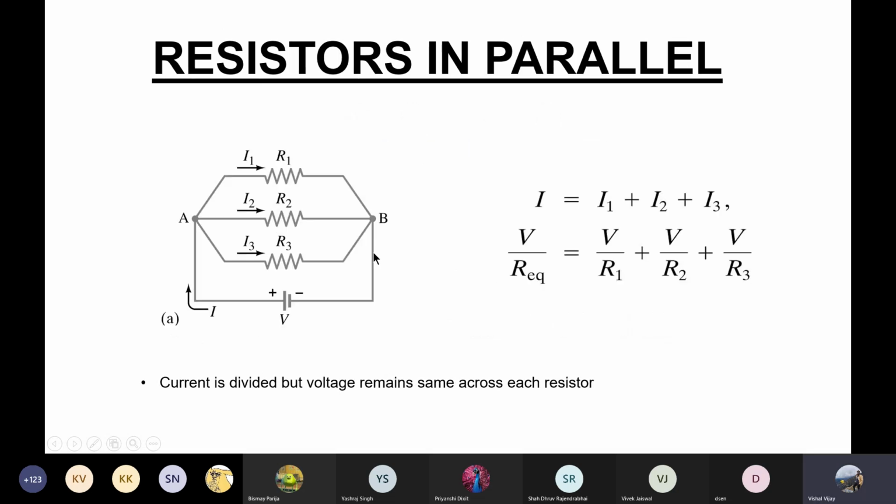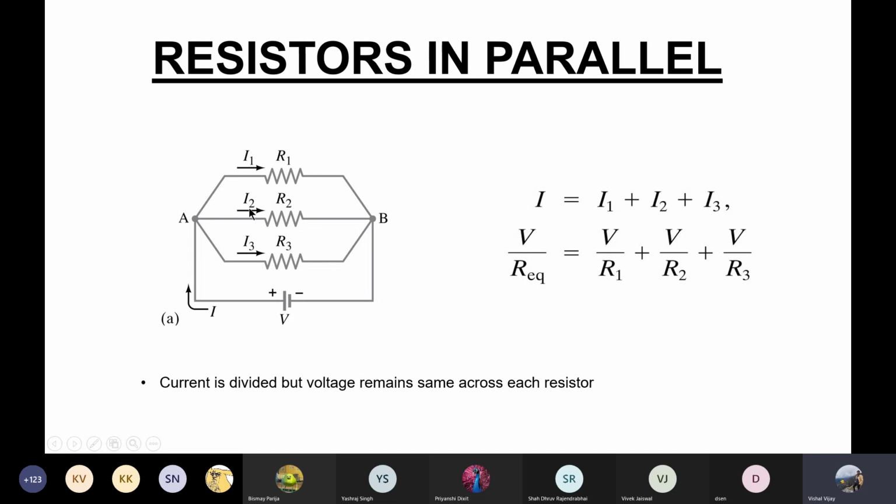And then resistance in parallel: when both ends of the resistors are connected together, they are called resistances in parallel. In this case, voltage will be the same across each resistance, but the current will be divided. So the current I is flowing through here, and the current will be divided like I1, I2, and I3. And the voltage across is I1 R1, I2 R2, and I3 R3. But these three will be equal in this case.